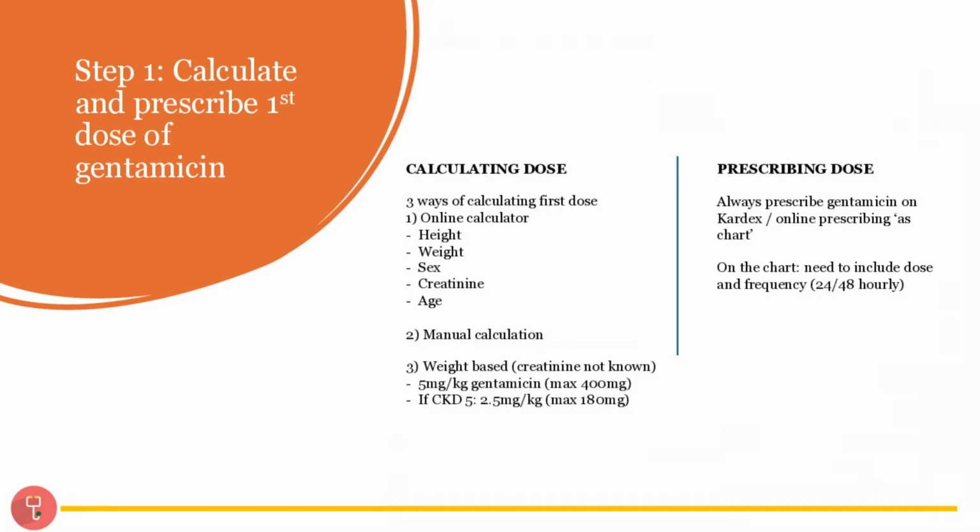And to be honest, if you're starting as an F1 or F2, you'd probably be wanting to either use the online calculator or the manual calculation, and maybe escalating to a senior before you start just giving doses based on the weight.